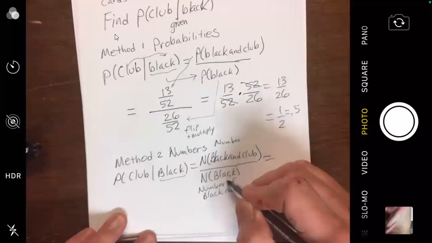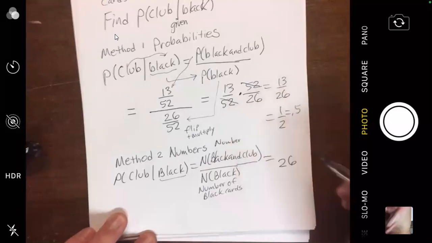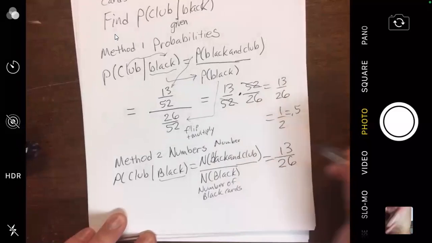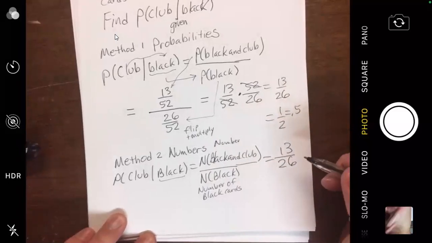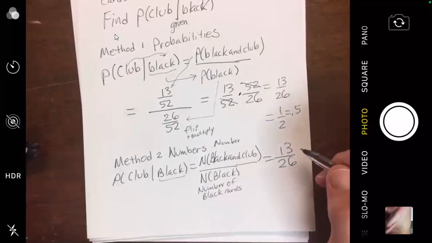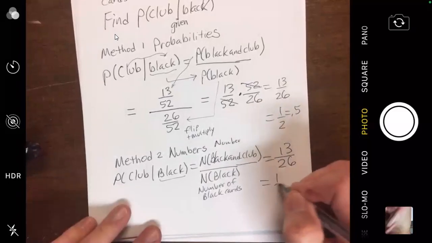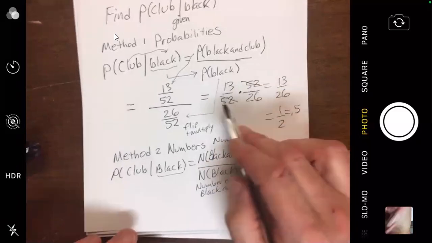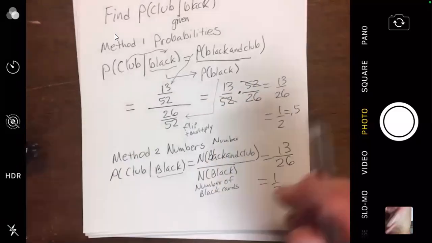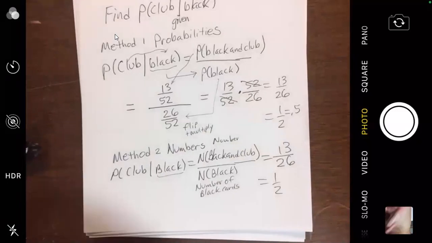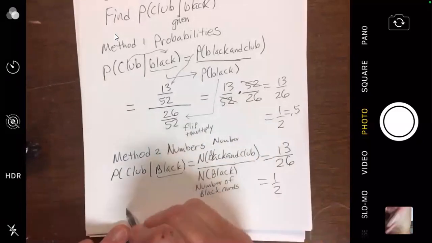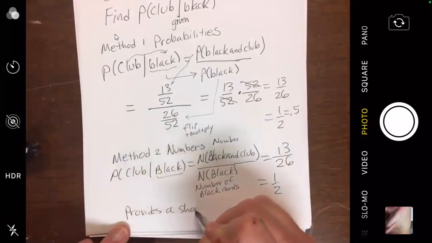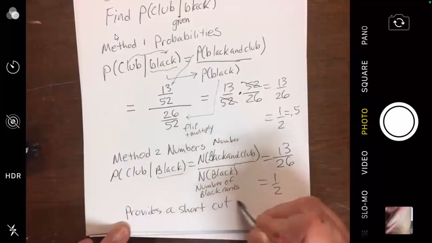Well, the number of black cards is 26, and the number of black and club cards is 13. Number of cards that are both black and club, there's 13 of those, and there's your half instantly. And so you don't have to go through the rigmarole of canceling out the overall totals like you would in probabilities. So yeah, this provides a shortcut in a lot of problems.